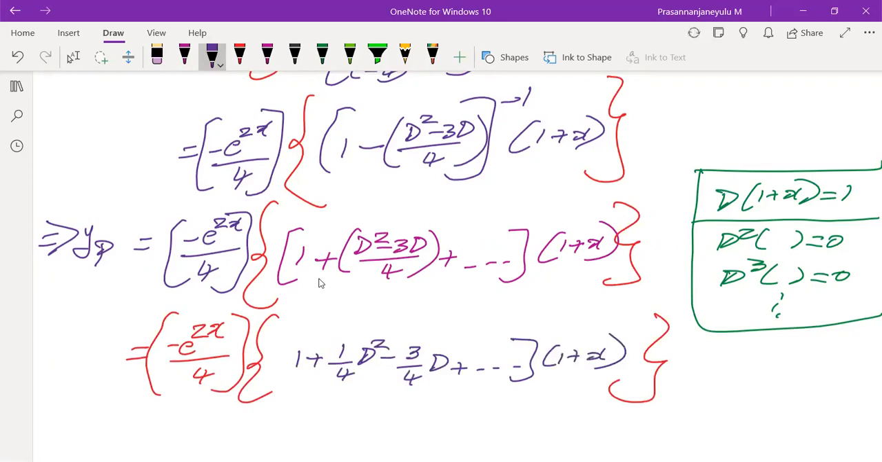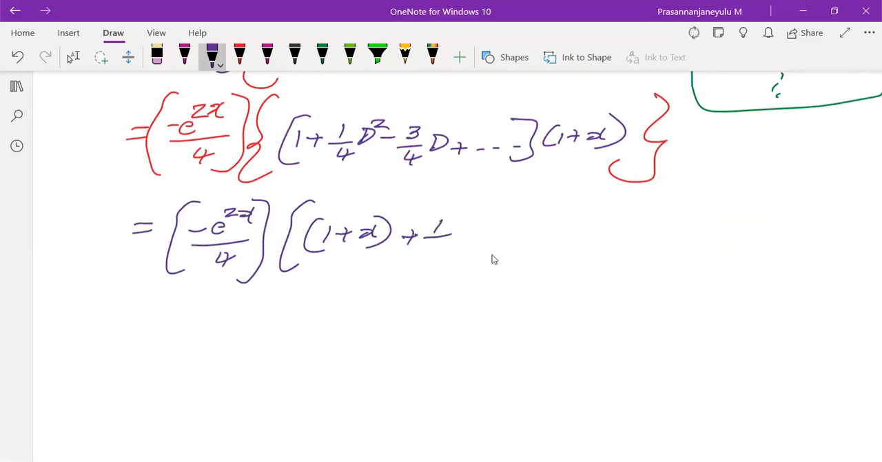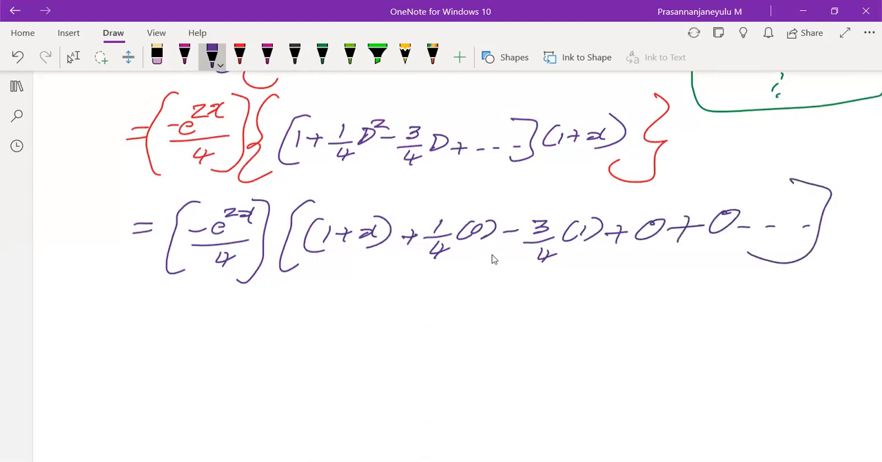Now we have to multiply all the terms with 1 plus x. That means 1 plus x I am taking inside. Then it's going to become minus e power 2x by 4 into, what we'll get? First term is 1 plus x, plus 1 by 4 into D square of 1 plus x is 0, minus 3 by 4 into D of 1 plus x is 1. So all the remaining terms will be zeros. You can mention or not, no problem.